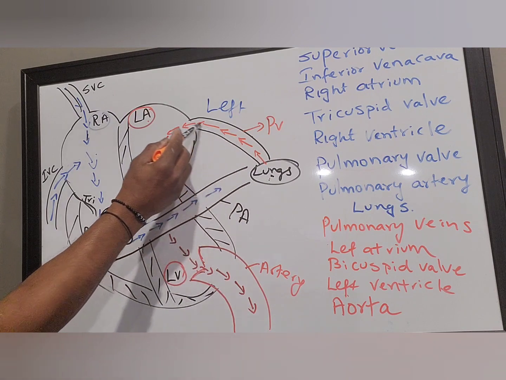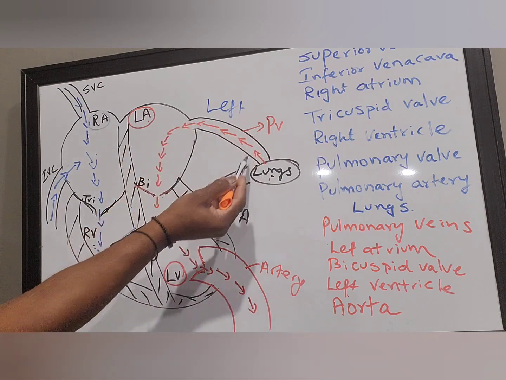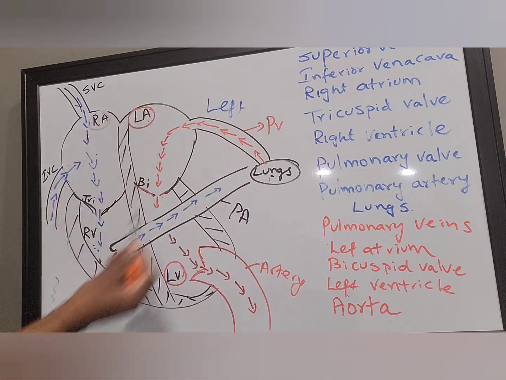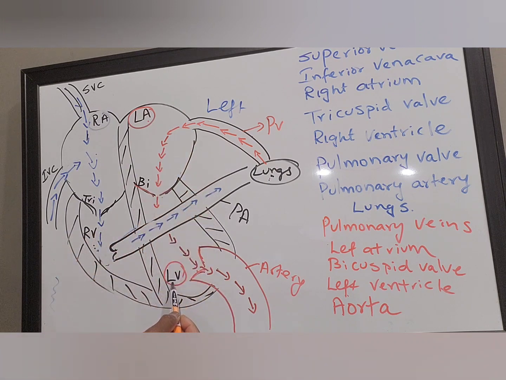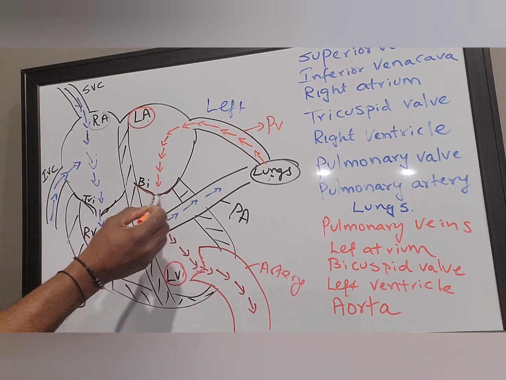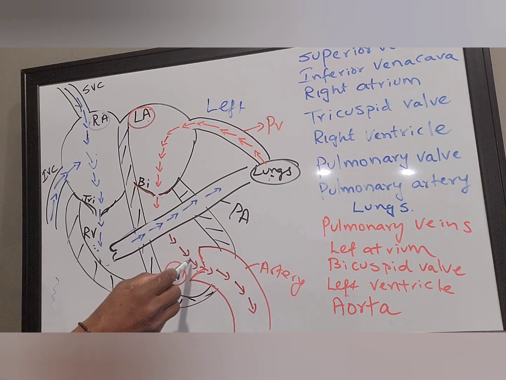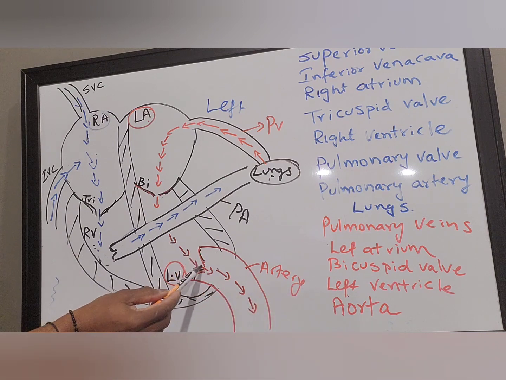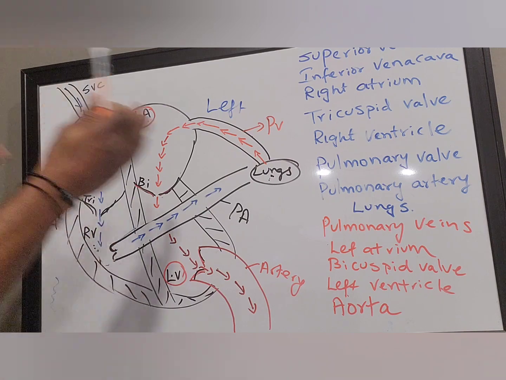Now it's going to enter the left side of the heart. So this blood vessel is called the pulmonary vein because it's bringing the blood into the heart. And then it enters the left atrium. And from the left atrium, the blood now is going to go into the left ventricle via the bicuspid valve. You can see there's a valve here. And then from the left ventricle, the blood is going to go out of the heart via this largest artery called aorta, via this valve called aortic valve. I hope this is clear. So this is how the circulation works.